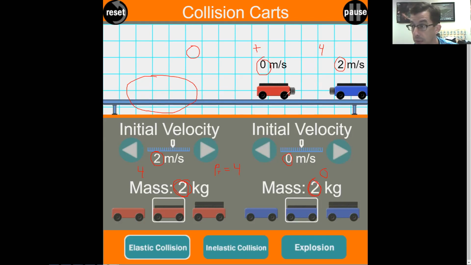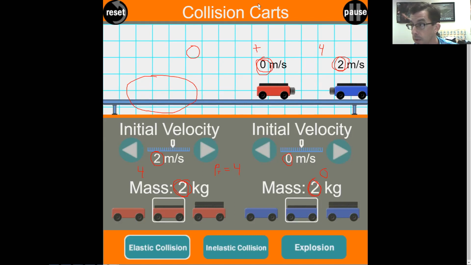Notice that the velocities are the ones you need to fill out in that table. The velocity of the red cart after the collision is 0. The velocity of the blue cart after the collision is positive 2. If you put those in, you should get the proper credit. And then you just do the rest of the table in a similar manner.